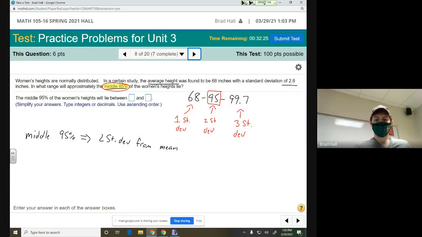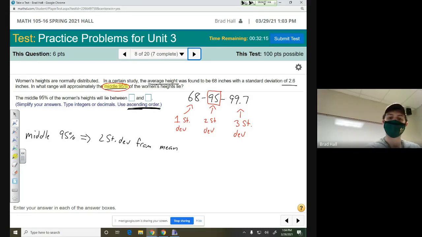Well, they want us to put this in ascending order. I've had people flip the order. It drives me crazy that I can't give partial credit for that. But ascending order, please, don't put me in a rough situation and not have to give you points because you mixed up the order.